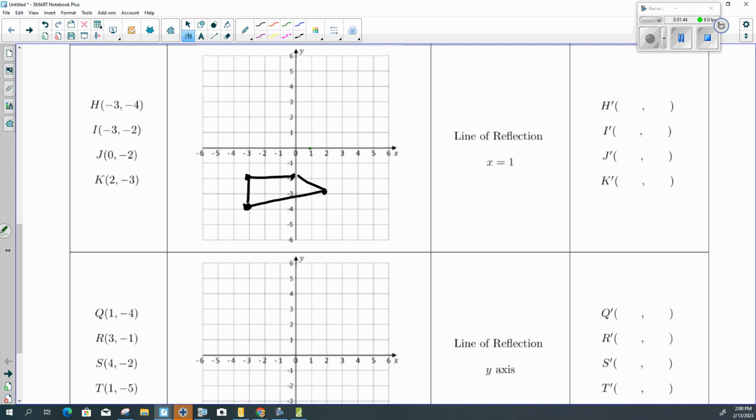So use your marker for this part. Where else does x equal 1? That's what I ask myself. So I'm going to do my line of reflection straight down here. Oh, I cannot draw straight lines.